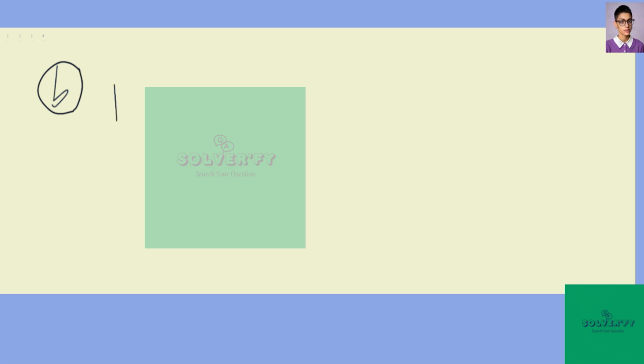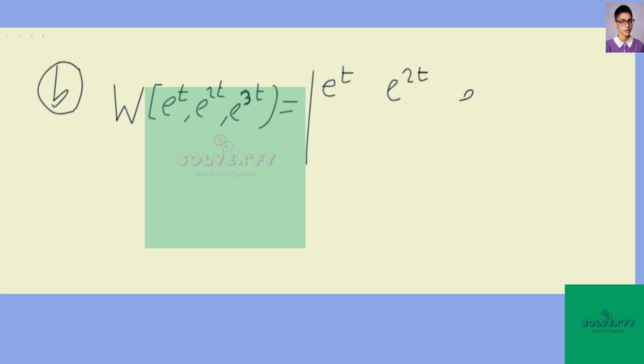Okay, part B. Okay, so we're asked to find the Wronskian of the solution set. So that's e to the t, e to the 2t, e to the 3t. So this is defined as the determinant of a matrix given by e to the t, e to the 2t, e to the 3t on the top row.